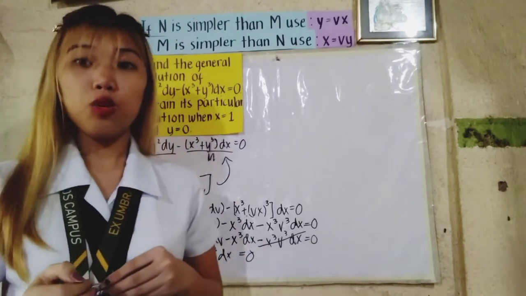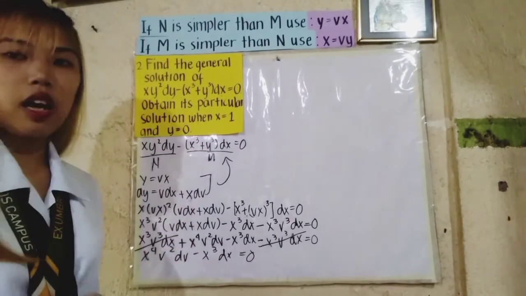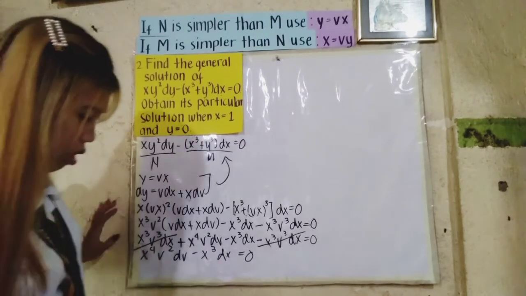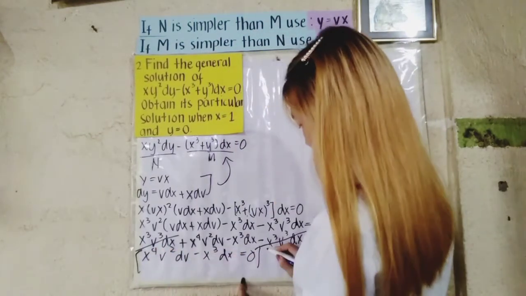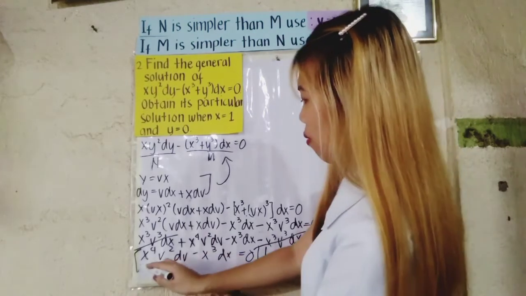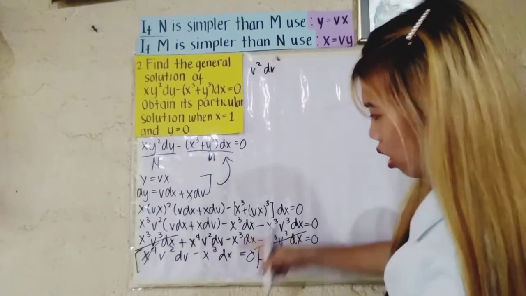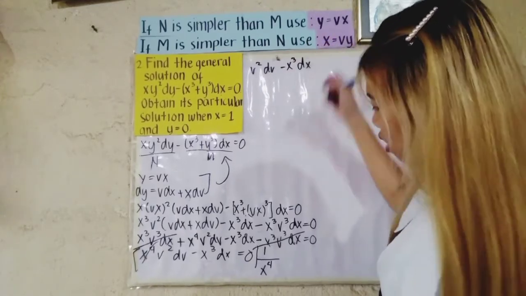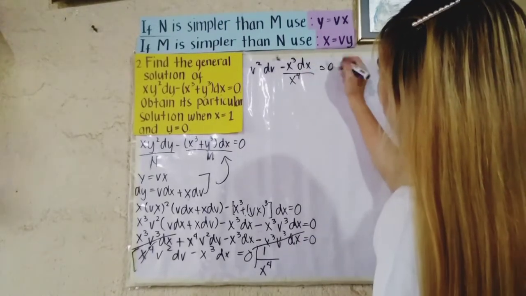So, pwede na natin i-separate yung mga variable niya. So, yung mga x dito is pwede na natin siyang ilipat sa dx. So, ang i-eliminate lang naman natin dito sa dv is yung x raised to 4 dito, wala. So, multiply natin siya, i-eliminate natin 1 over x raised to the 4. So, magkakaroon na lang tayo, makakancel to. Magkakaroon na lang tayo dito ng v squared dv, tsaka minus x cube dx na naka-over sa x raised to the 4 equal to 0.